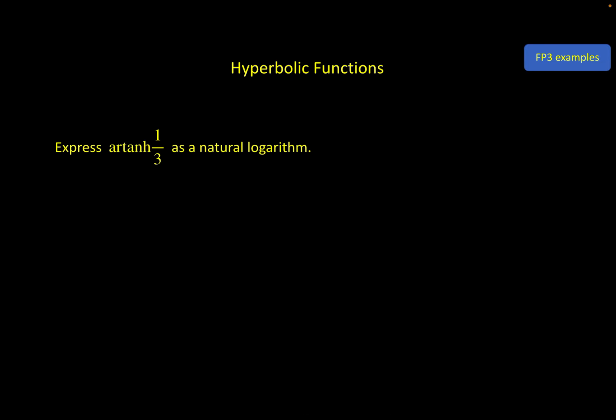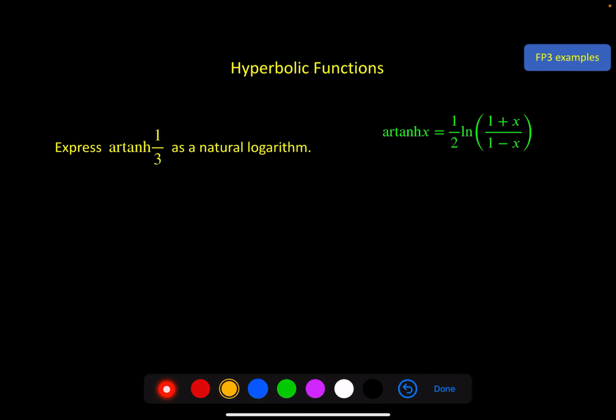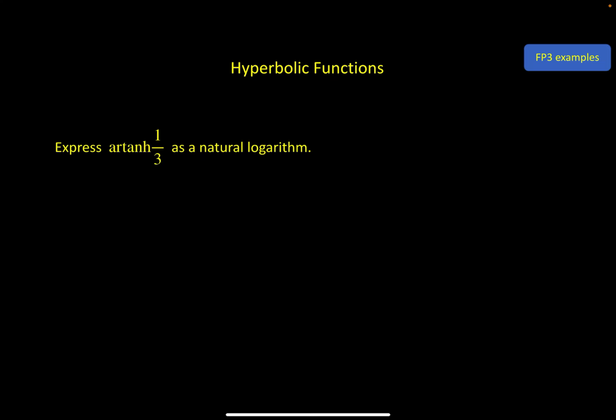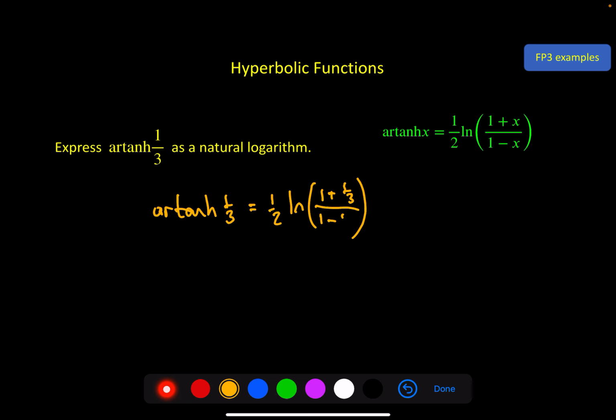So our example here, express r tan 1/3 as a natural logarithm. Like I said, if it's not asking you to prove these, you can use the formulas directly. So we can just stick that in there. r tan 1/3 equals half log of 1 plus a third, divided by 1 minus a third. And if you do 1 plus a third, you get 4 thirds. 1 minus a third, you get 2 thirds. And if you divide those, you get 2.